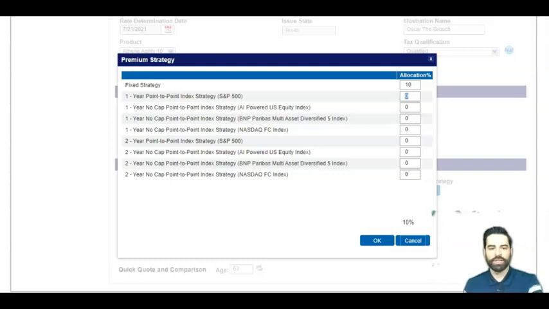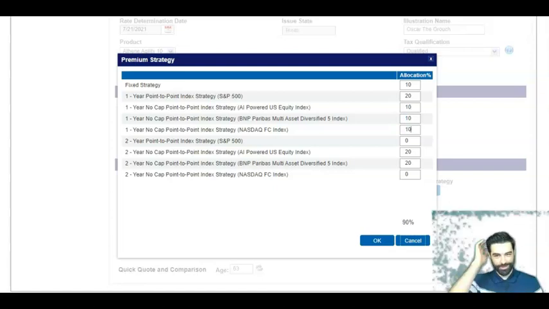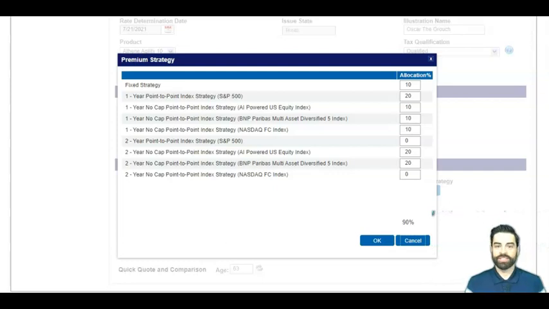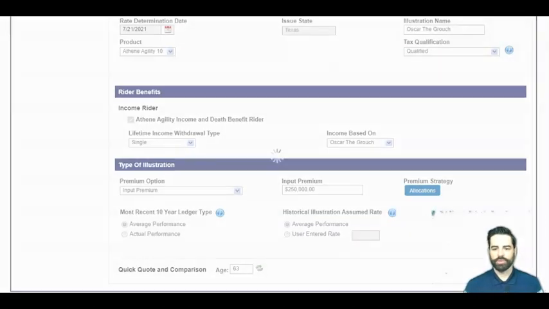Let's go 10% in fixed. Let's go 20% in the S&P 1 year. Let's go in the BNP Paribas 2 year. I'm going to go 20% there, and 20% in the AI. Then I'll go 10% here, 10% here, and 10% there. Again, I'm just putting in strategies because I want to diversify. Depending on your client, you might want to really diversify or keep it pretty simple. I'm going to diversify it up for this client. So that's 100%. We click OK.